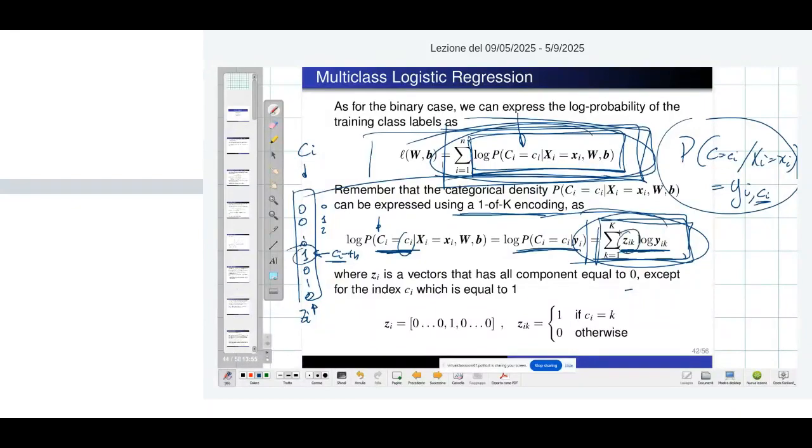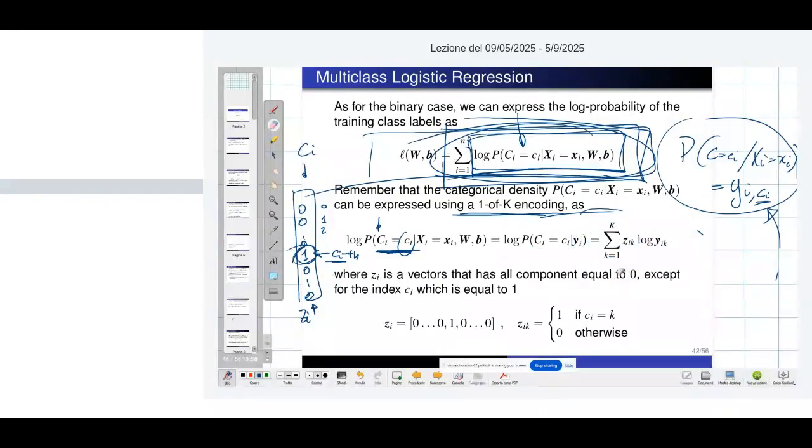This vector will be all 0 except the component that corresponds to the 1. The component that corresponds to the 1 will have the small k equal to ci. So the only element in this sum that will remain is the logarithm of y ci, which is exactly the logarithm of the class posterior probability. 1 out of k encoding of the distribution.